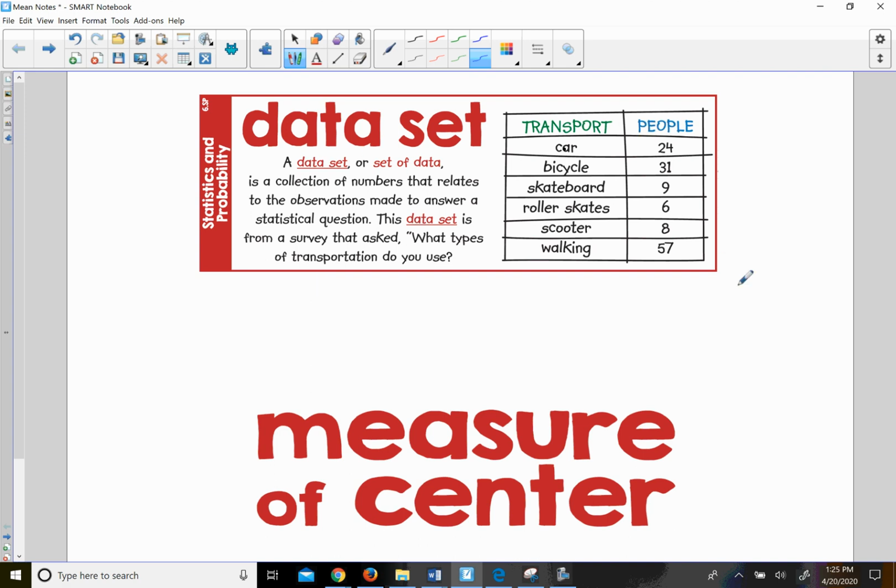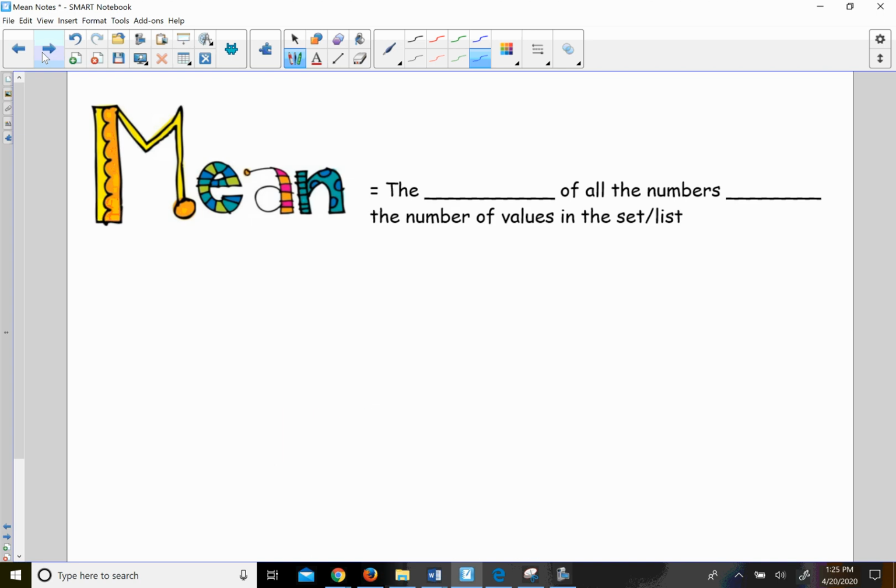So what we're going to focus on first is what is called a measure of center or measure of central tendency. Think about the word center or central. It has a couple different meanings, and we're going to talk about when I have this data set, what type of central measure do I want to look at? There's actually 3. Today we're going to focus on the first one called the mean. The mean is one of the different types of central measures.